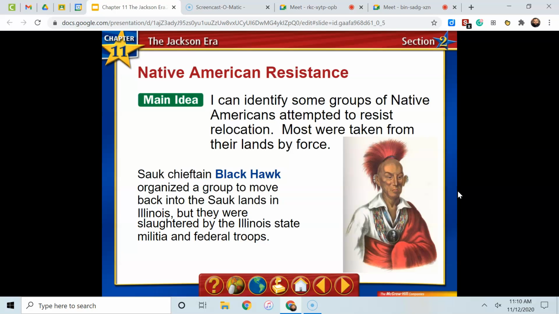So Sauk Chieftain Black Hawk organized a group to move back into Sauk lands in Illinois, and certainly going back to their ancestral homelands. But unfortunately, they almost in their entirety are slaughtered by the Illinois state militia as well as federal troops. And so again, not only denied that opportunity, but their lives are taken from them as well.